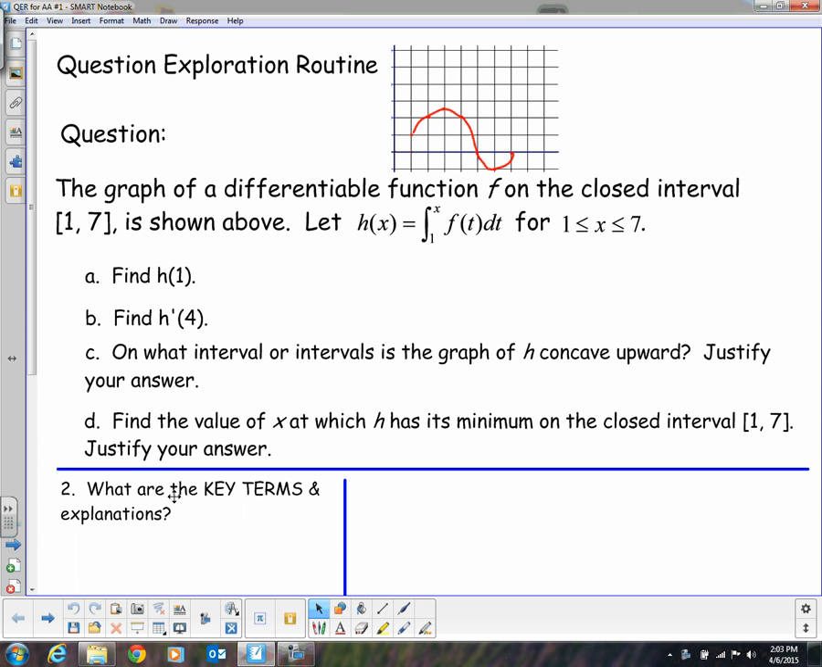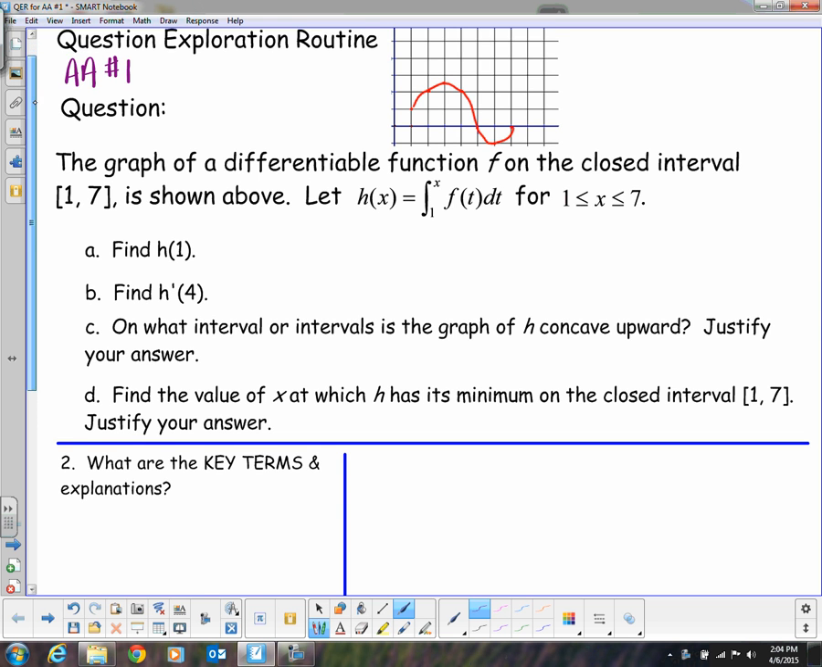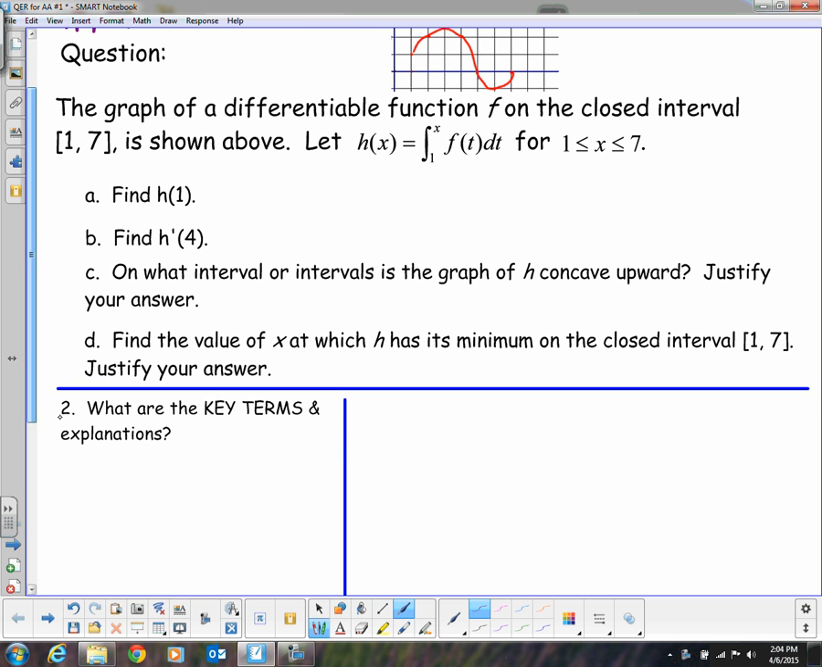Welcome. This is a question exploration routine for an area accumulating function. If you want to turn into your books, this is AA number 1, free response number 1. Here's the graph, and it says the graph of a differentiable function. Remember, this is the time that we are writing down key terms. My first key term would be differentiable.